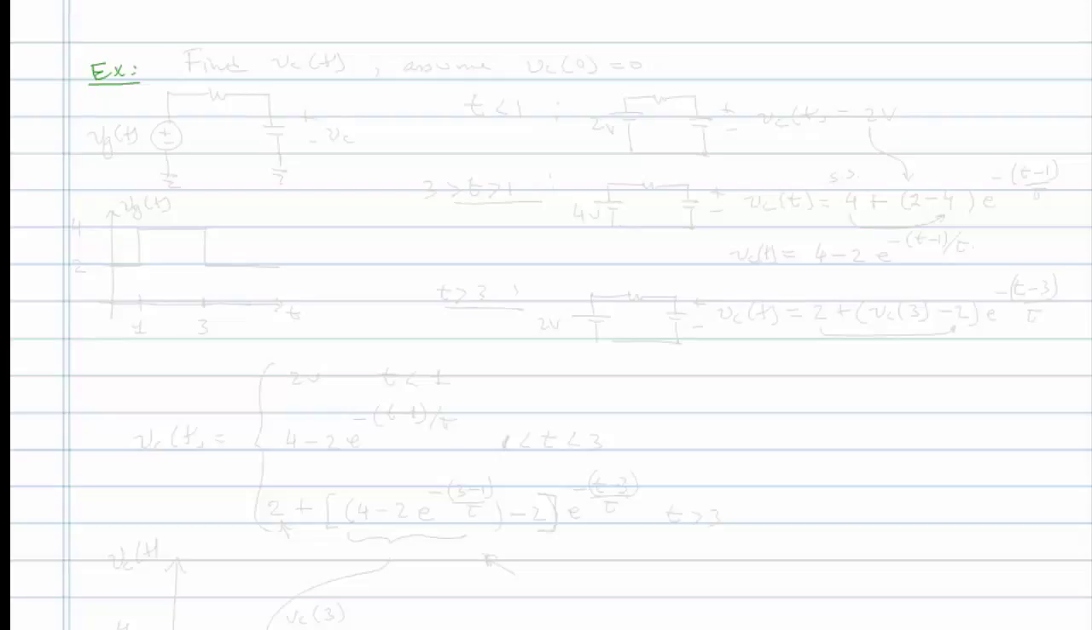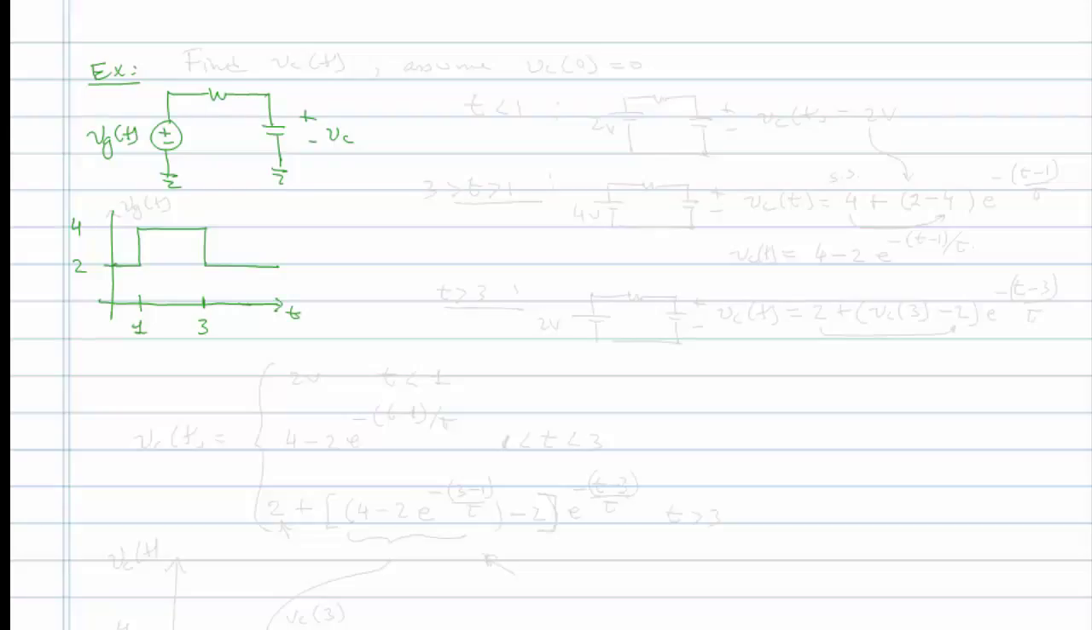Let's say that we had a voltage source, same circuit, VC, but now our VG of t, let's suppose that it was going to go from 2 volts up to 4 volts. This happens at 1 second, and then let's say it goes back down to 2 volts at 3 seconds.